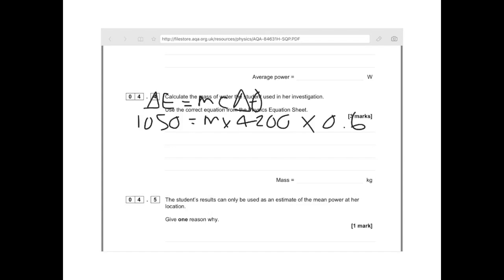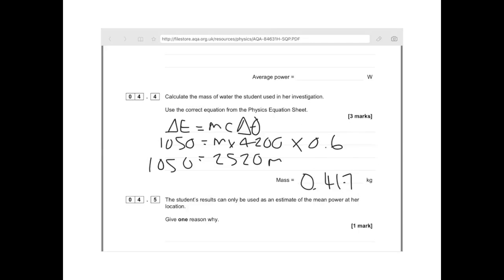So how do you work that out? Well, first of all, you have to do 4,200 times 0.6 in order to sort out the right hand side, which is 2,520 m equals 1050. And then how do you get m by itself? Well, divide both sides by 2520. So 1050 divided by 2520 equals 0.416 kilograms, which is the correct answer. I'm just going to make sure I round it properly. So that's actually the answer there, because I've made sure I rounded up at the end.